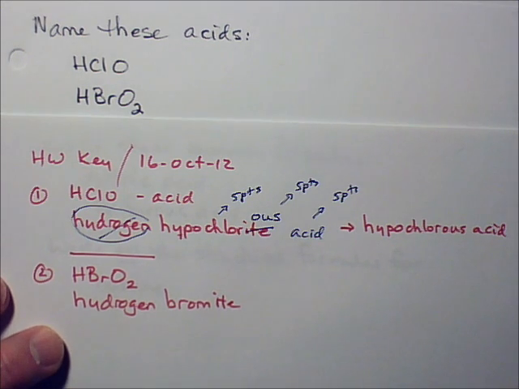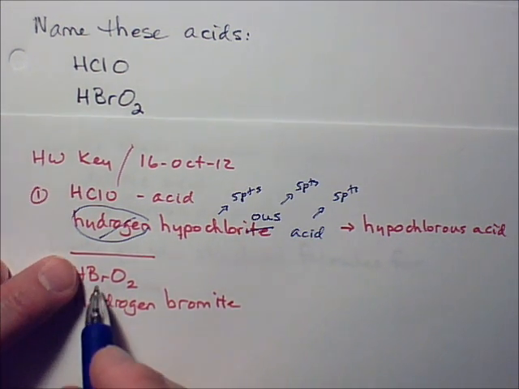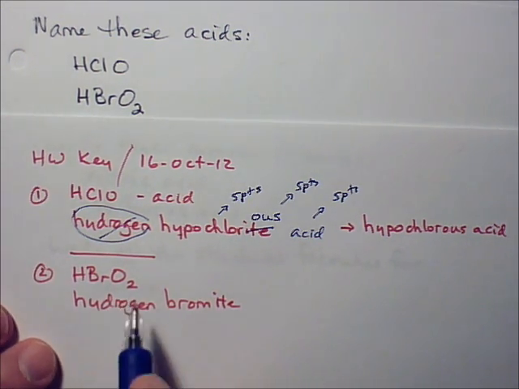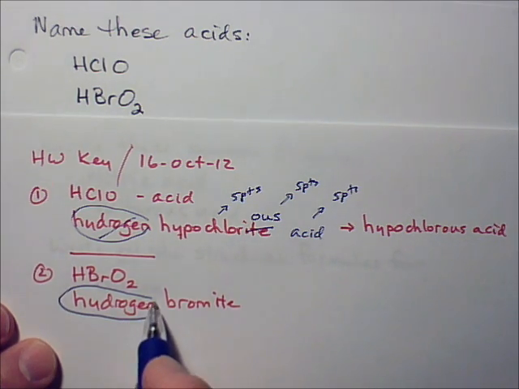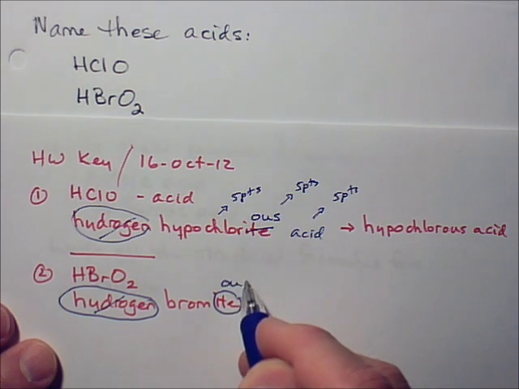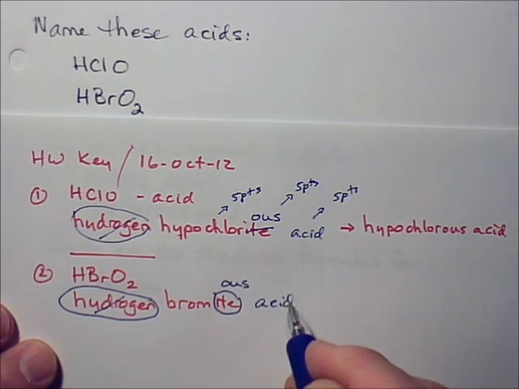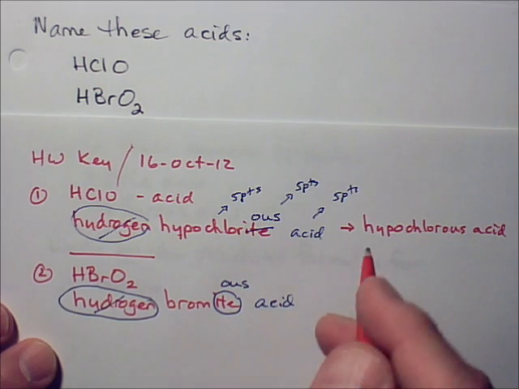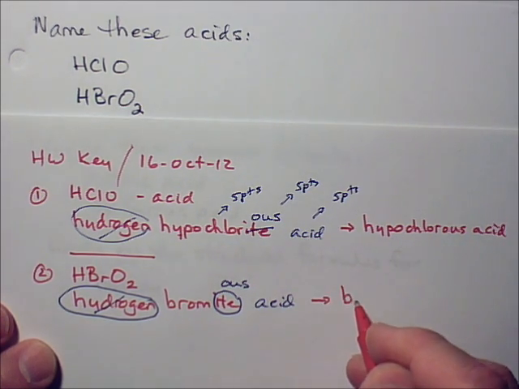When we change it to be the name of an acid, since we have a polyatomic ion, this is an oxyacid, so we're going to drop the hydrogen off the front. Again, we're changing ite to OUS and putting acid on the end of the name. So this is called bromous acid.